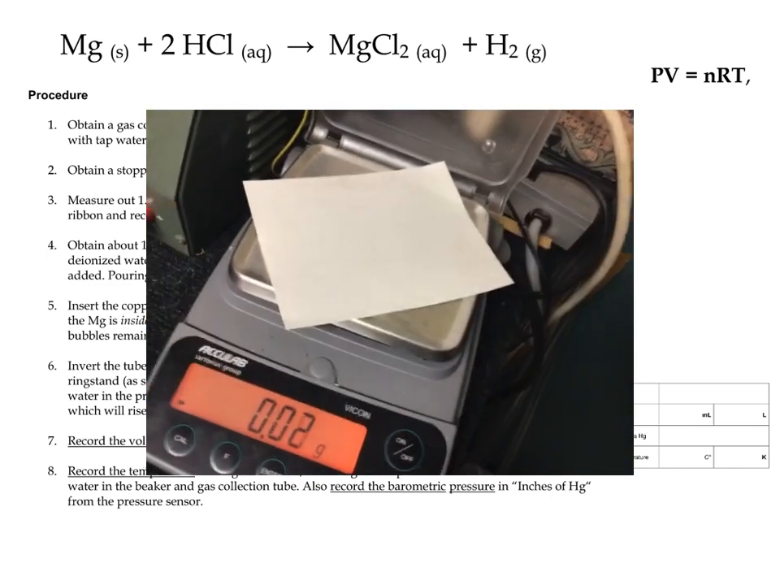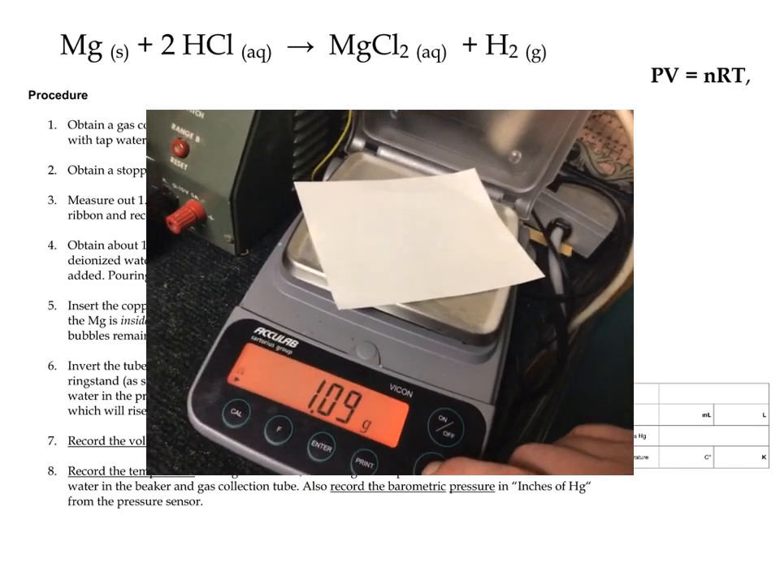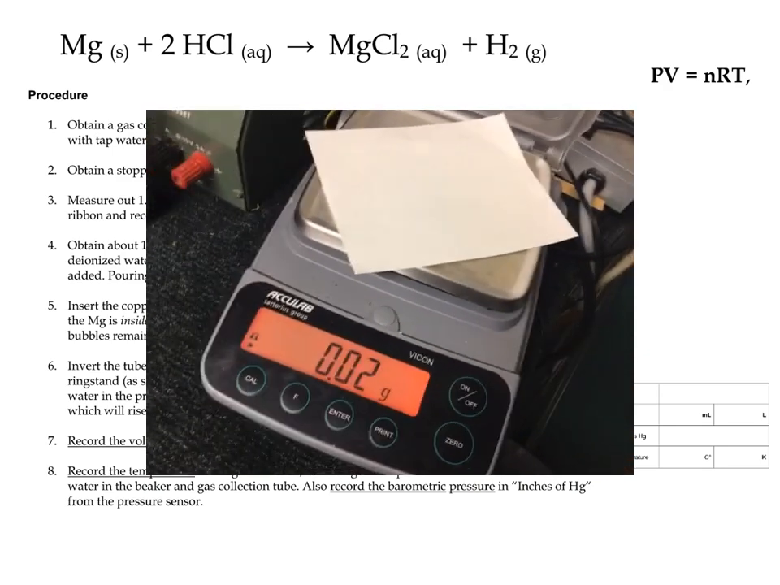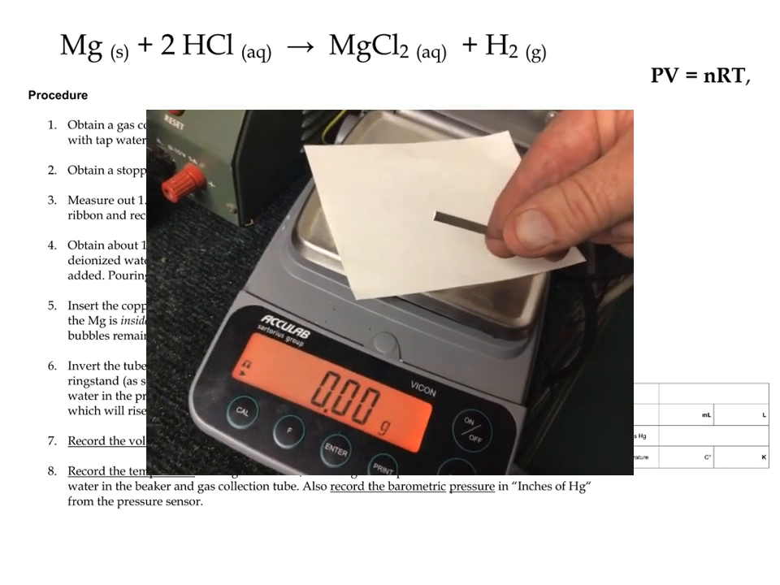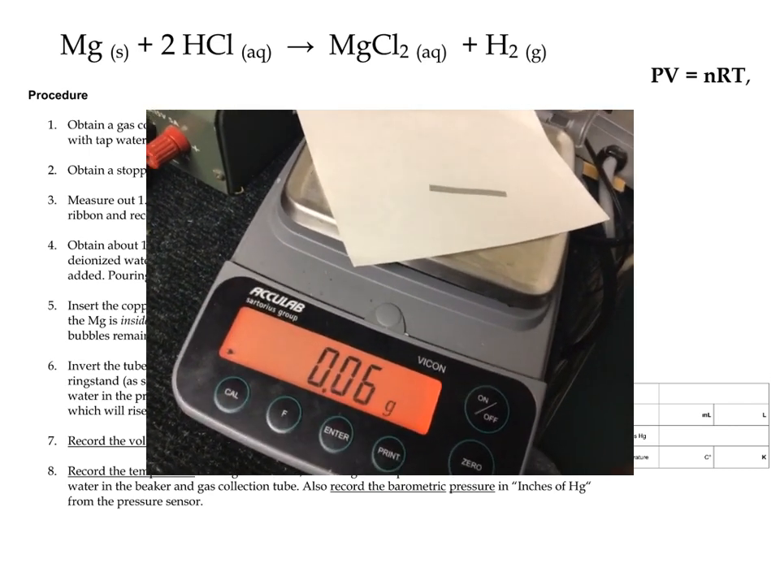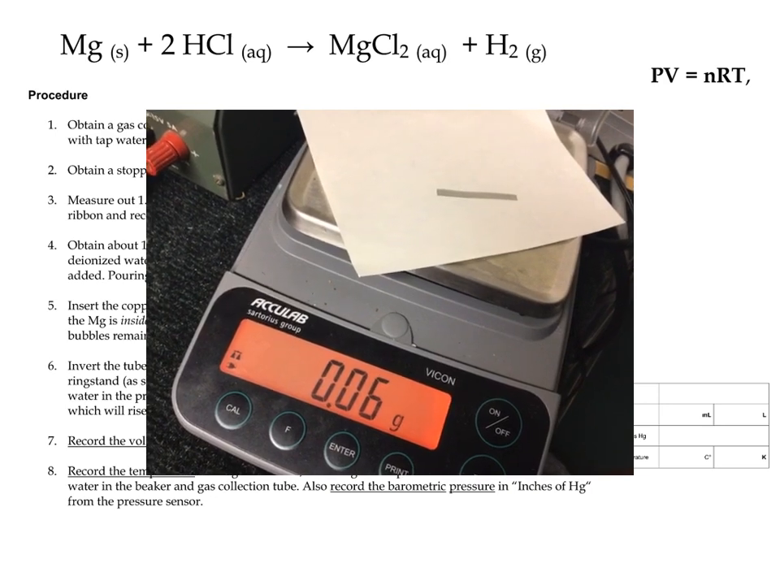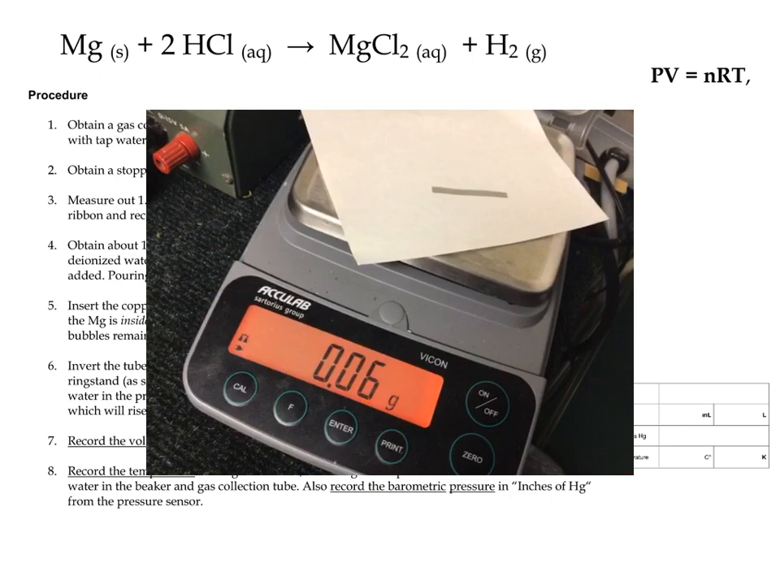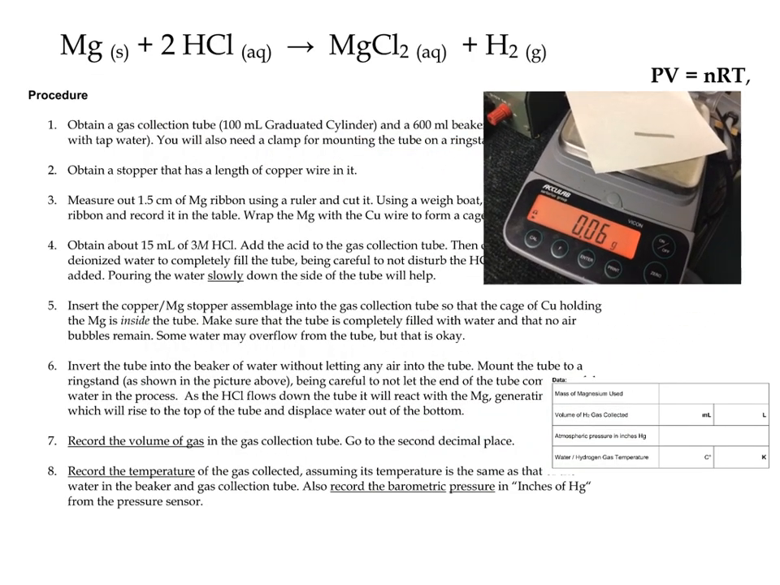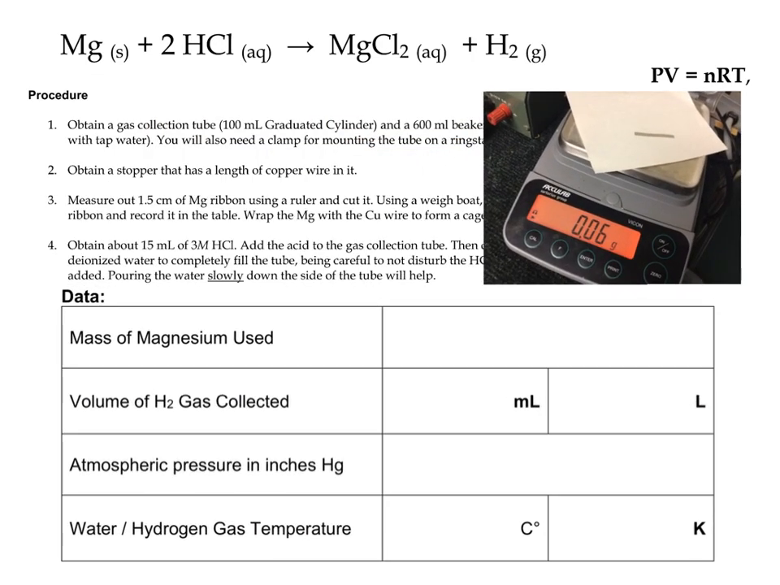Okay, first put the paper on the scale. Hit the 0 or the tare button. And add the magnesium. We have 0.06 grams of magnesium. Okay, let's write that in our data table. Magnesium used, 0.06 grams of magnesium used.